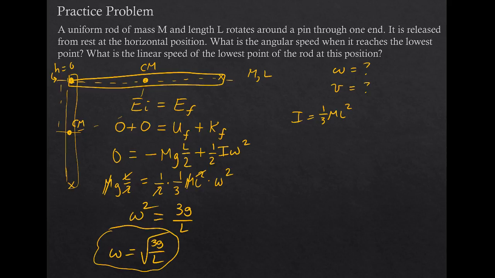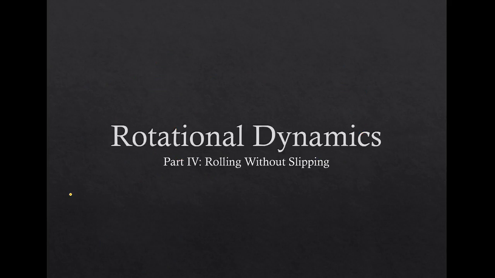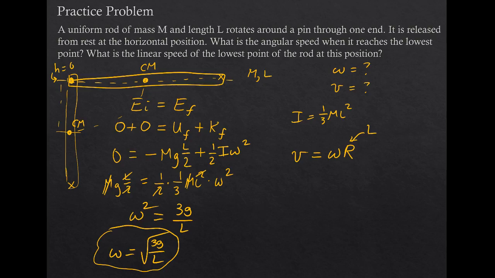Okay? Then we make use of the fact that to find the speed at the lowest point, v is equal to omega r, but r is L at the lowest point. And so we just take the square root of 3g over L times L, which is basically root L squared. It's just times L, which is root L squared. And that means that this is root 3gL.